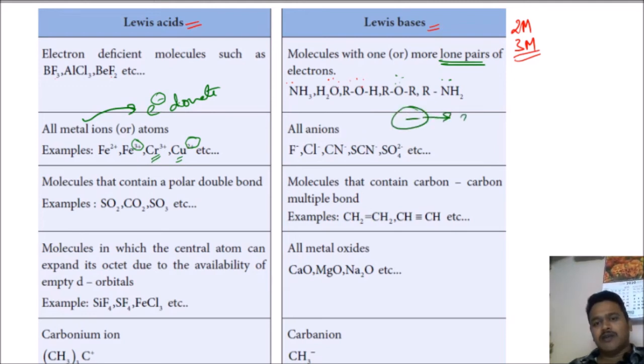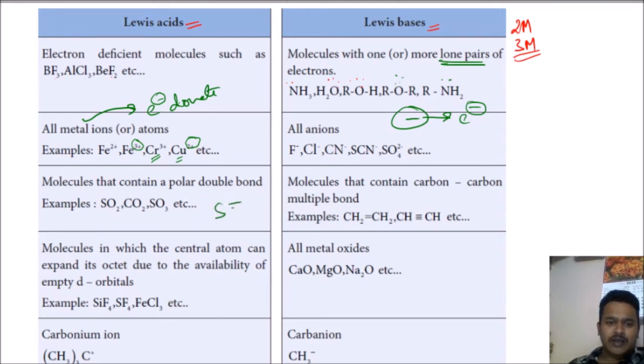Negative charge means the charge comes after gaining electrons. So after gaining electrons, they can donate. Molecules that contain a polar double bond are examples. Polar double bond means, polarity means what? They can generate charges here.